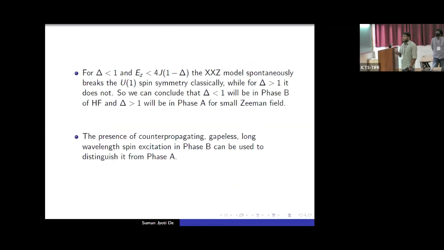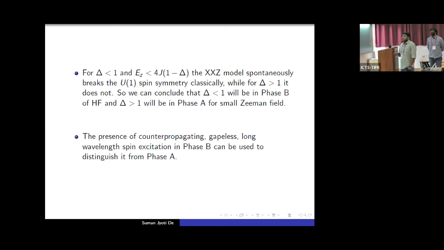Now, classically, one can find that for this model, if you have a small Zeeman field, for delta less than 1, the system breaks the U(1) spin symmetry. For delta greater than 1, it doesn't. So we can say that the delta less than 1 phase is phase B of the Hartree-Fock, and the delta greater than 1 is phase A, where it doesn't break the spin symmetry.